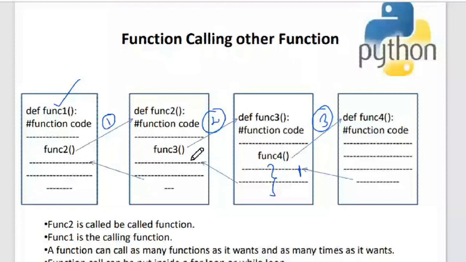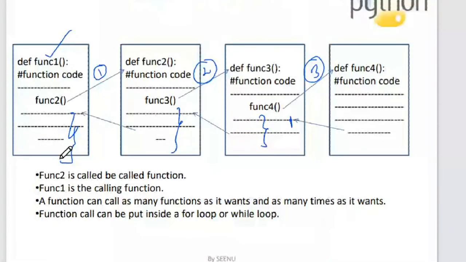After finishing all the statements in function 2, the control will resume back to function 1, to the immediate next statement after the function call. The rest of the statements in function 1 will execute. After finishing all the statements in function 1, it will resume back to the main. So this is the control flow that I'm showing you.